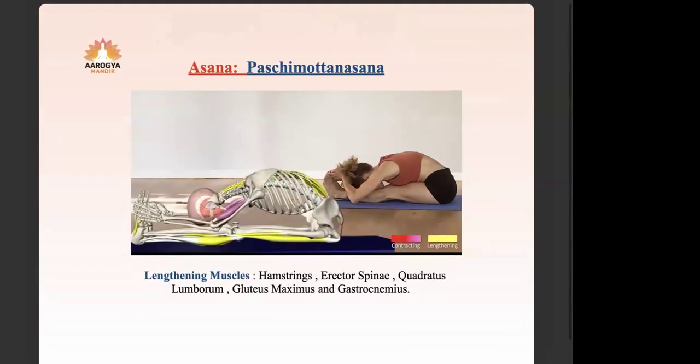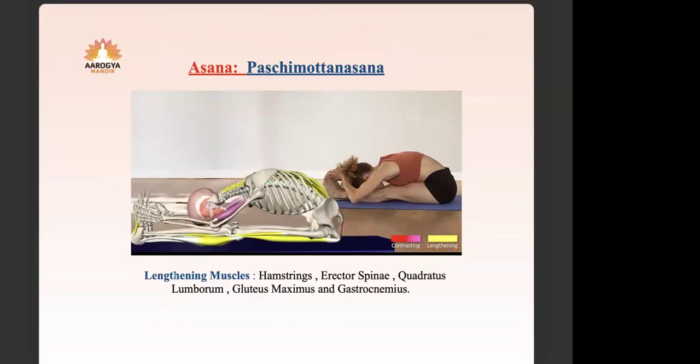Coming to the upper version of Janushirshasana, that is called Paschimottanasana. In this, you can clearly see that it is called Paschimottanasana because all the posterior muscles of the body are getting stretched. So it is self-explanatory by name.